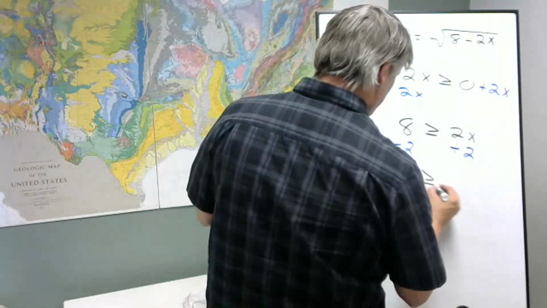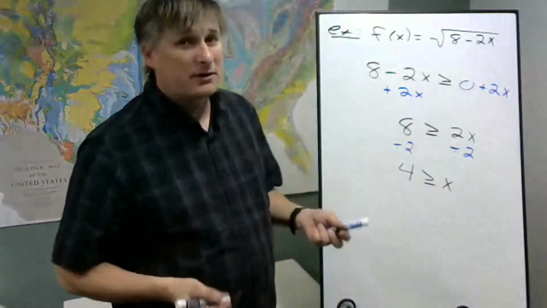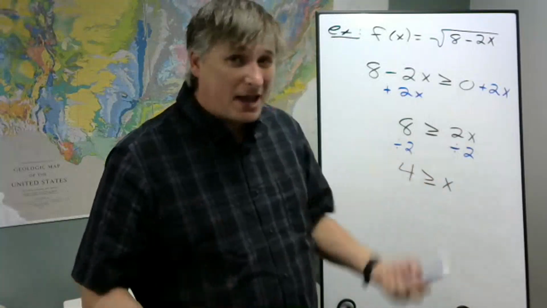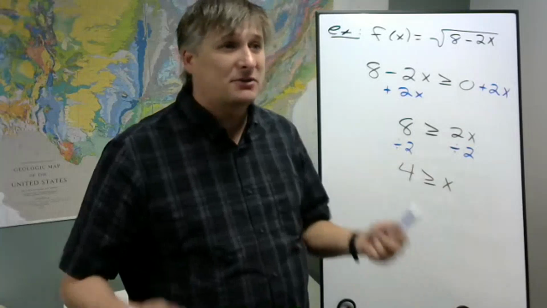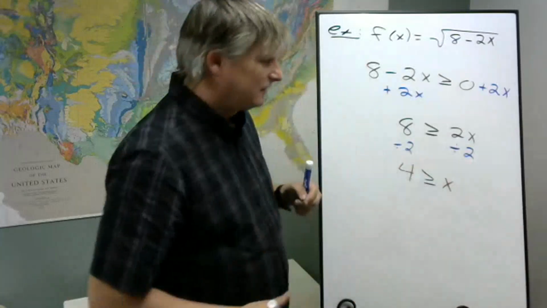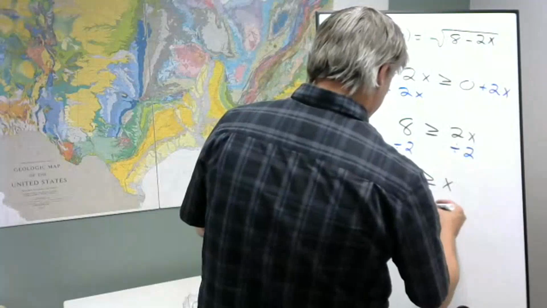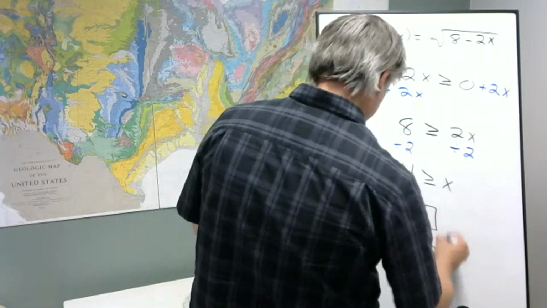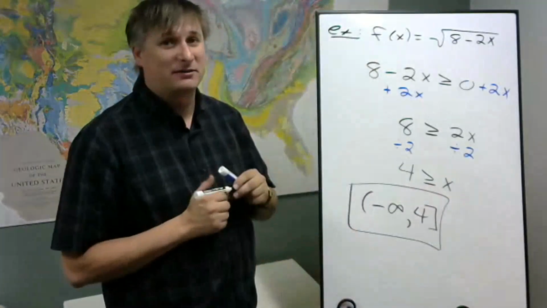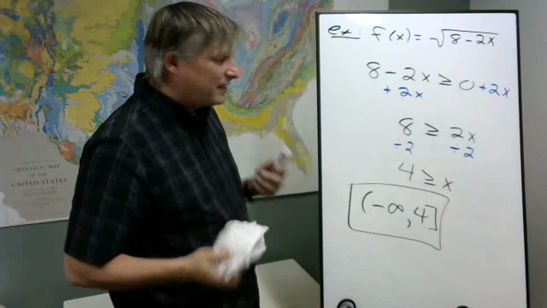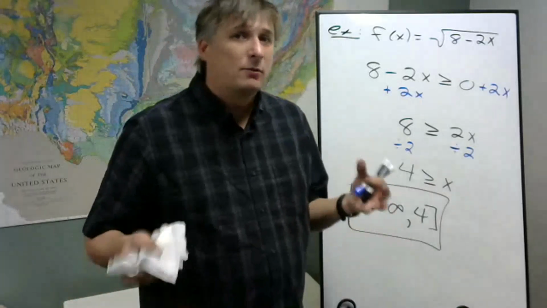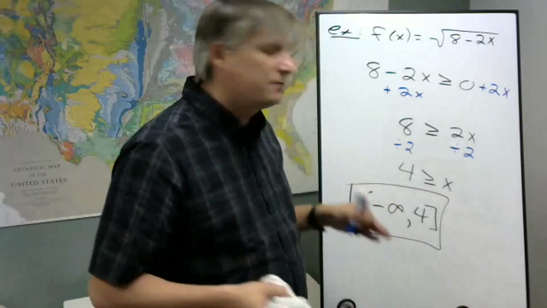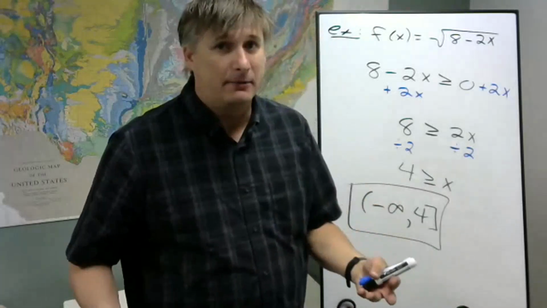We get 4 is greater than or equal to x, or put another way, x can be equal to 4 or it can be smaller than 4. So x is smaller than 4. That means x is to the left of 4, so that means it's on the negative side of 4. And that's going to be our answer. So that's this idea of domain. We want to make sure that whatever is underneath that radical, it's not ever going to become negative, and we have to choose values of x that allow that to happen.